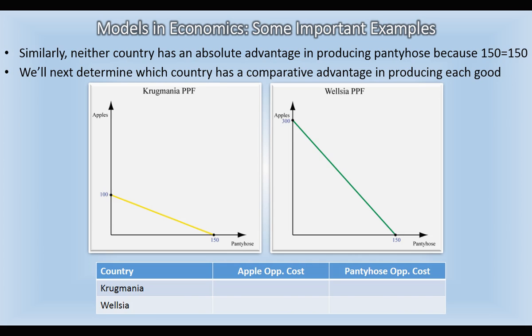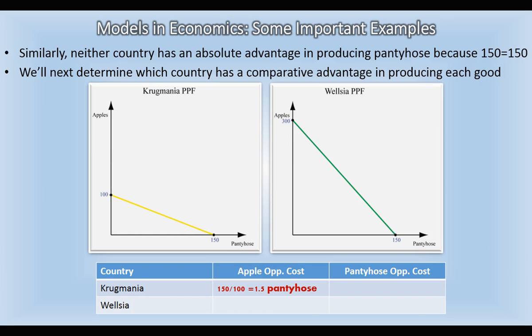So its opportunity cost in apples is going to be in pantyhose. As far as that ratio that I talked about, the pantyhose is going to be on the numerator and the amount of apples is going to be on the denominator. So Krugmania's opportunity cost for apples, again, is going to be 150 pantyhose over 100. So in order to produce 100 apples, it needs to give up 150 pantyhose, right?